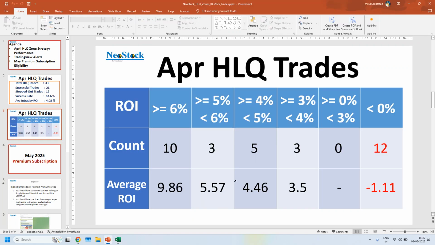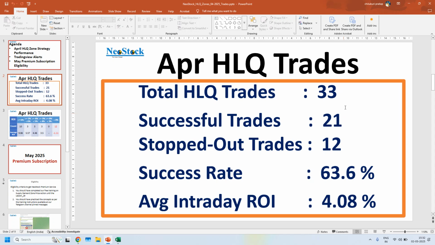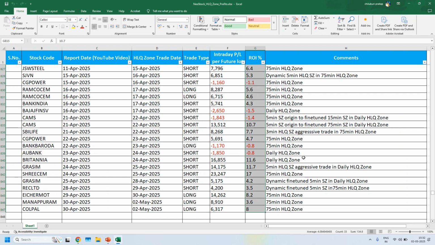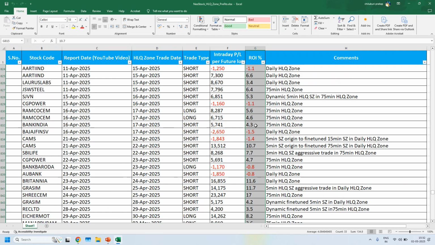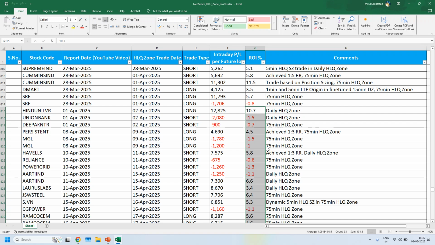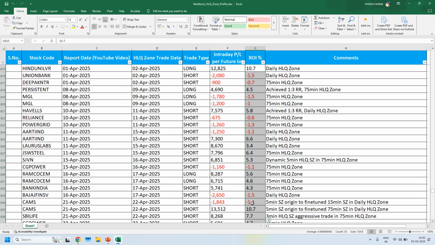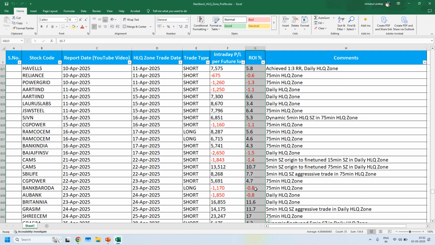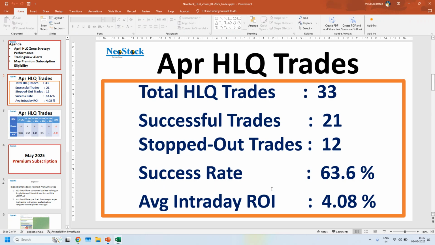That is what I have explained and shown you here. Out of these 33, how many are the red color marked trades? Starting from here: 1, 2, 3, 4, 5, 6, 7, 8, 9, 10, 11, 12. So that is what you have seen. The remaining 21 are successful trades. That's why the success rate is 63.6%.